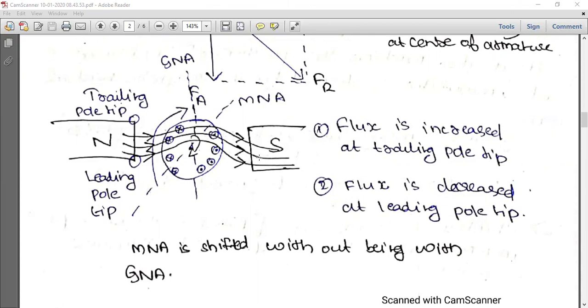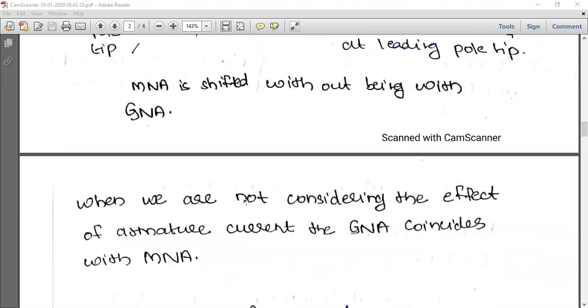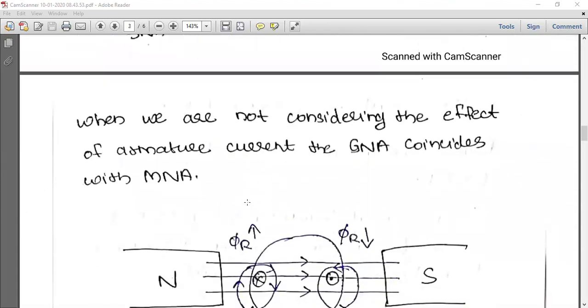By using Fleming's right hand rule, or even the thumb rule, by looking at the direction of the magnetic field, the induced EMF and the current. One thing is that when we are not considering the effect of armature reaction, I already told you the GNA coincides with the MNA, no problem, no sparking, nothing.